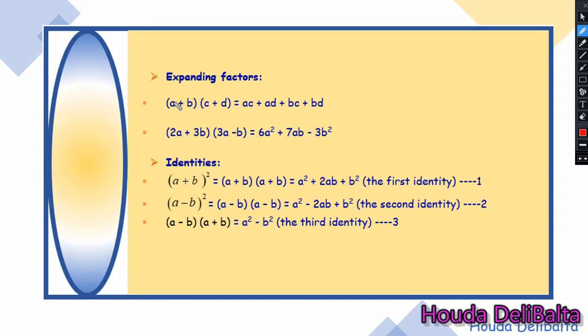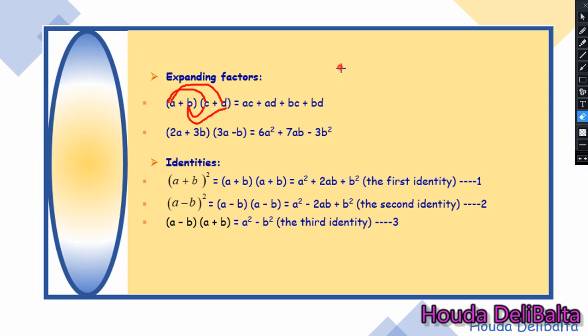We just make it like this: a times c, plus times plus is plus; a times d, then b times c, plus times plus is plus; b times d. And as you see here, there are no similar monomials to be added, so we keep the result like this. So this is how to expand factors.